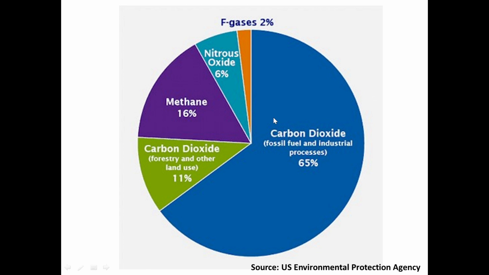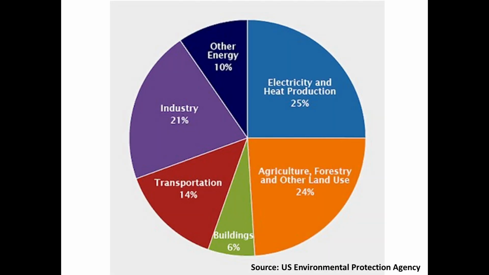Okay, then we next come to the different sources and their contributions. Electricity and heat production in thermal power plants is responsible for 25%. Agriculture, forestry, and other land use changes are responsible for 24%. Industrial practices are 21%. Transportation is 14%. Other energy production systems also emit 10%, and buildings are responsible for 6%.